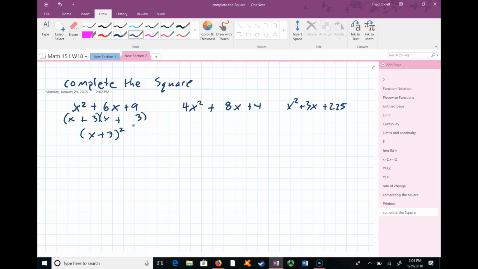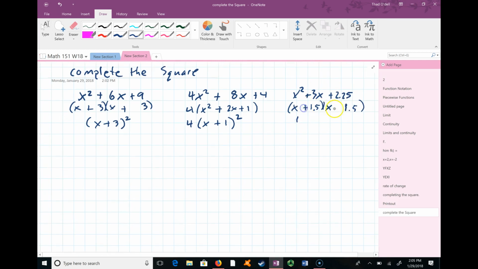Likewise, this you could factor out the 4 first and make it easier to factor. And when we go ahead and finish factoring this, we'll factor into x plus 1 squared. This one here, maybe a little bit harder to see, so I'll do that from scratch again. x and x, that would be 1.5, 1.5, and plus and plus.